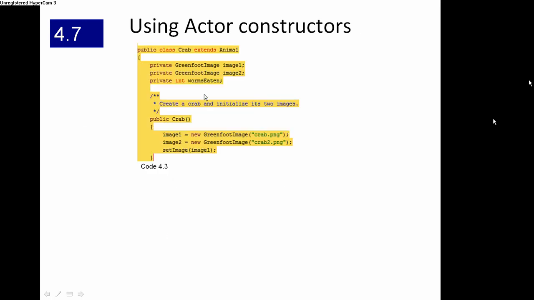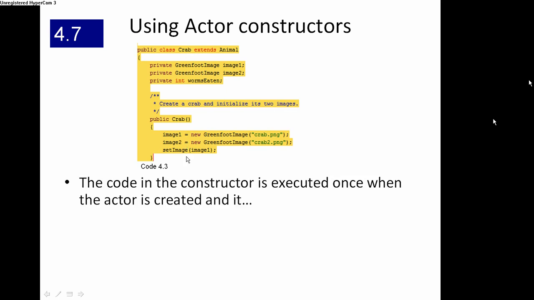All right, so here's what it's going to look like. Here's where you create the variable private greenfoot image1, and then here is where we initialize it. We're going to actually say, hey, I want to stick something in the box, and notice where we do it. We do it in this thing called public crab, and that is its constructor. So we're going to do that.